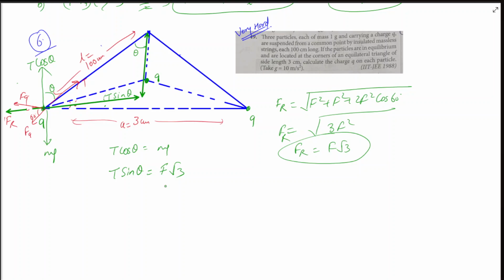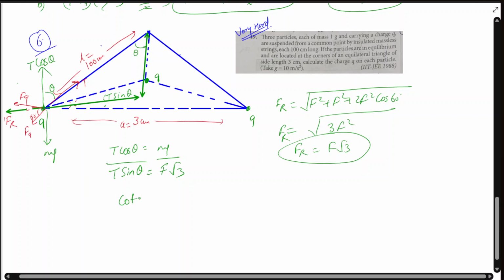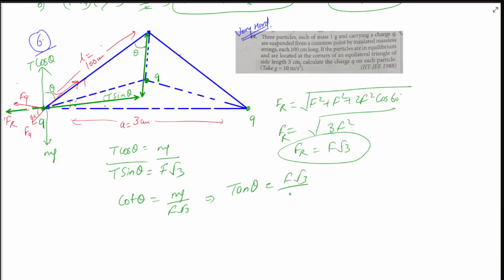Now what do we have to find here? Calculate the charge Q. We have to find Q, so I have to eliminate this T. Let's divide both of them. We will get cot theta equals mg by F root 3. Let's take the reciprocal, so tan theta equals F root 3 divided by mg.